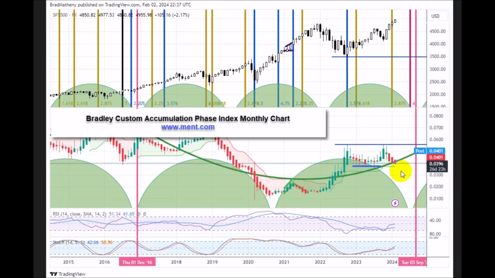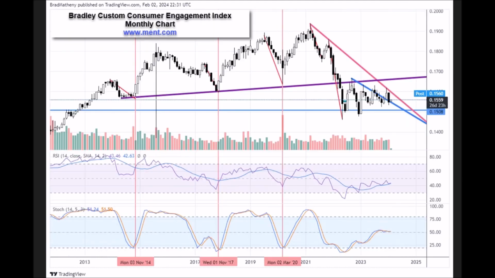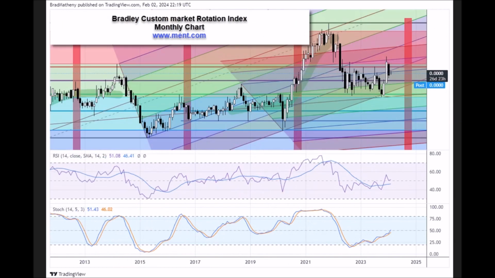We are still in a bearish trend with the accumulation phase index. Remember, this is an exhaustion rally. The consumer engagement index collapsed last month, finding a little bit of support here. We'll see how this plays out as we get deeper into February. The market rotation index is stalling back out again, came back pretty hard. I do expect it to come back down here, maybe waffling around towards the election a little bit sideways.